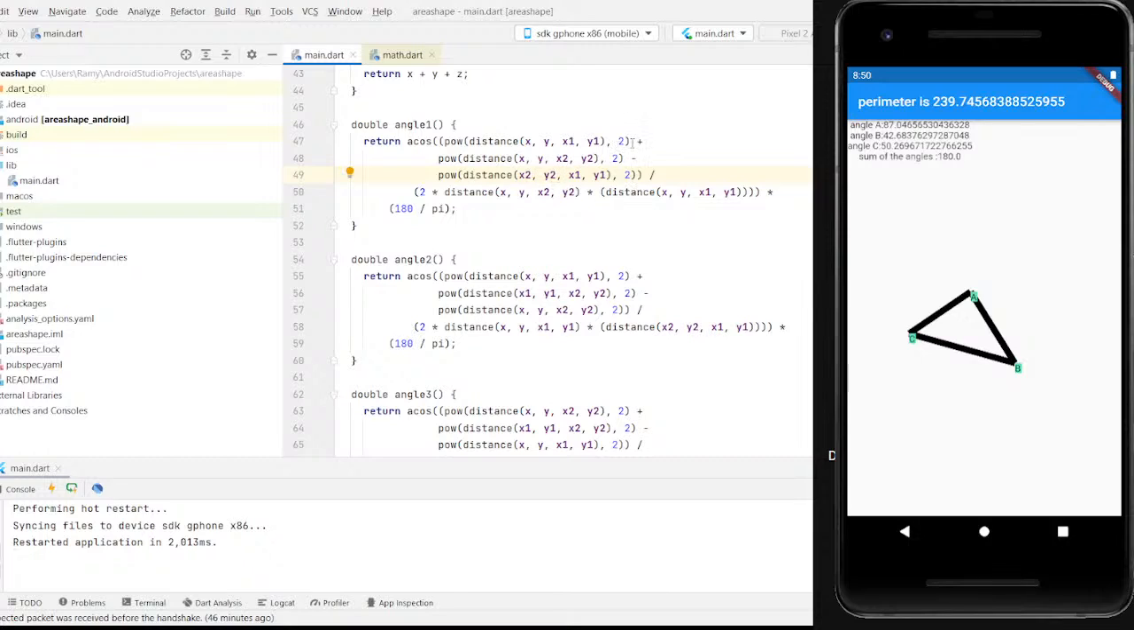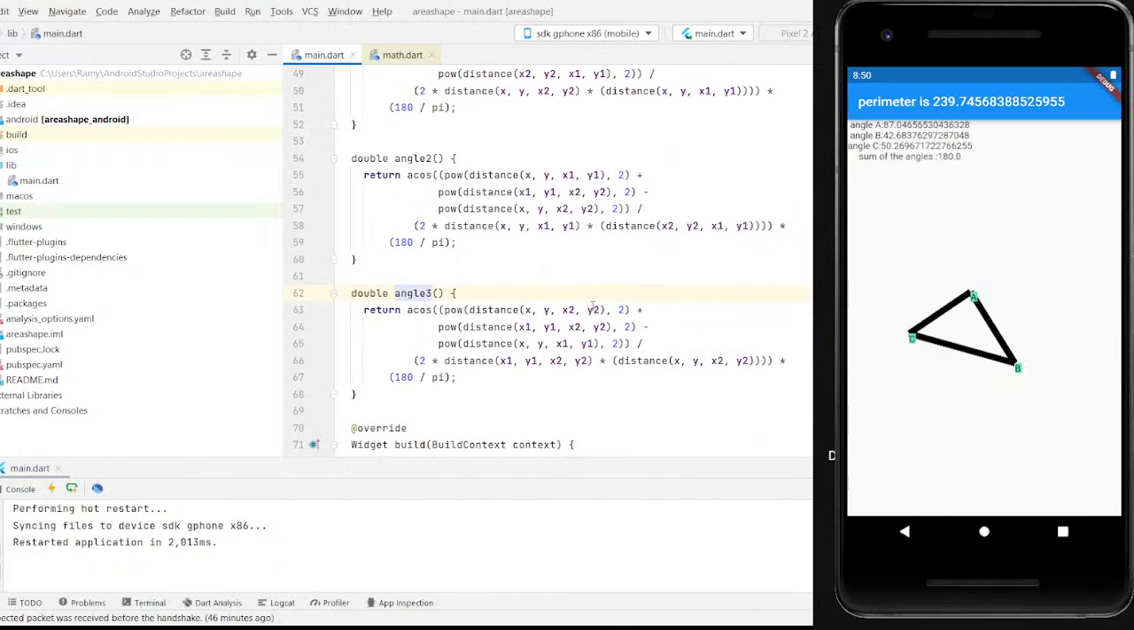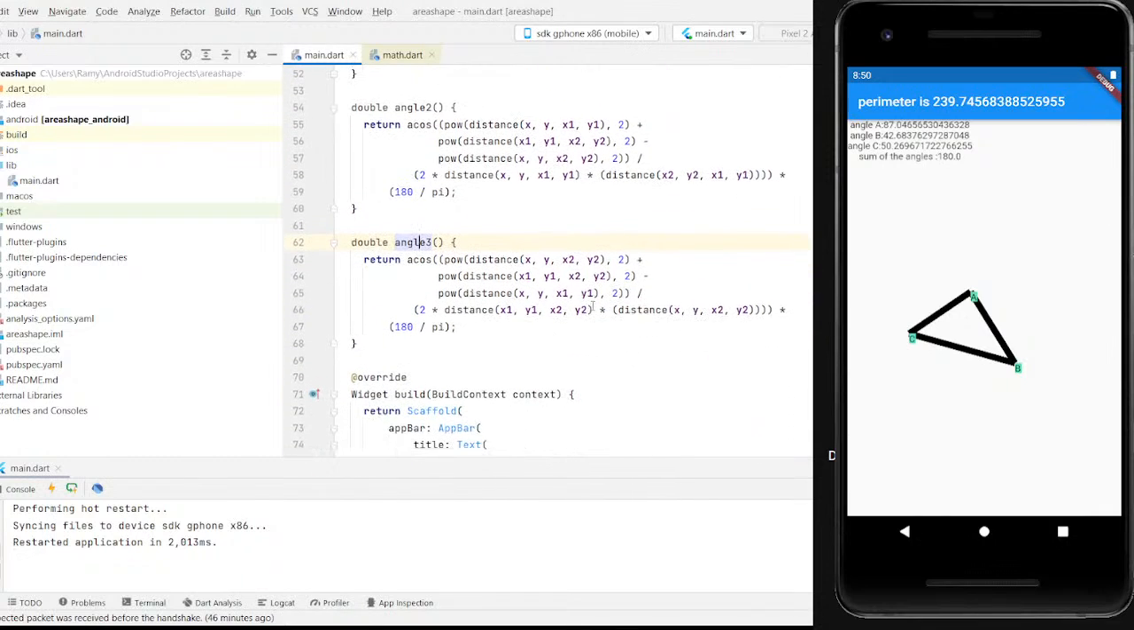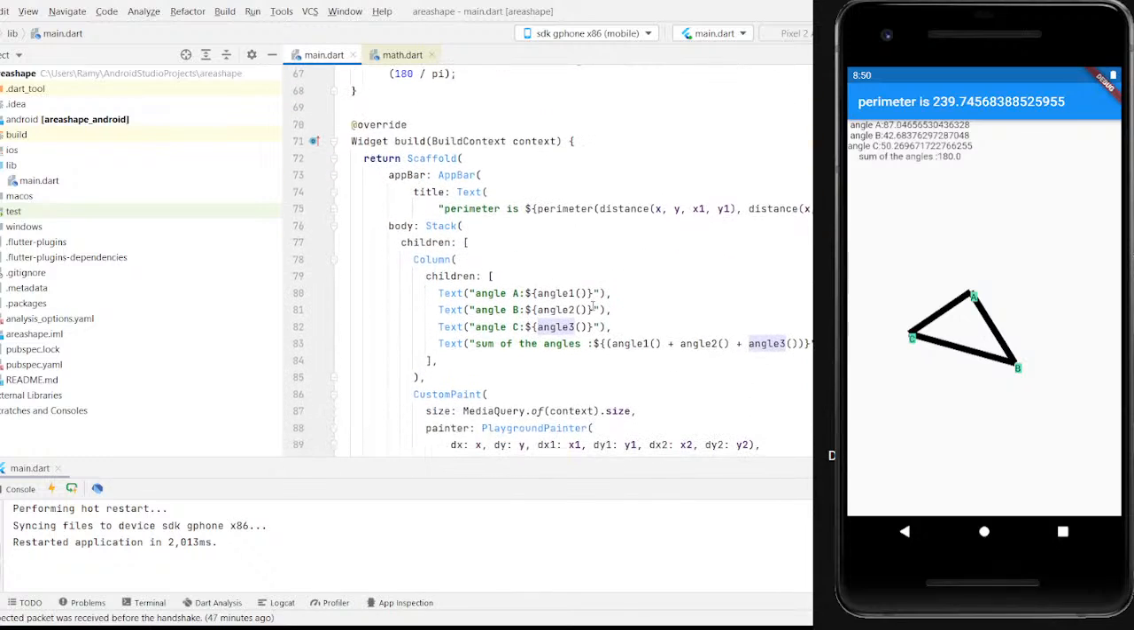The first one: the first side power 2 plus the second side power 2 minus the third side power 2, divided by 2 times the first side times the second side. Then to convert it to a degree, we have to multiply the result by 180 over pi, to make it a degree angle. And angle 2 and angle 3 the same way. So let's build our application now.